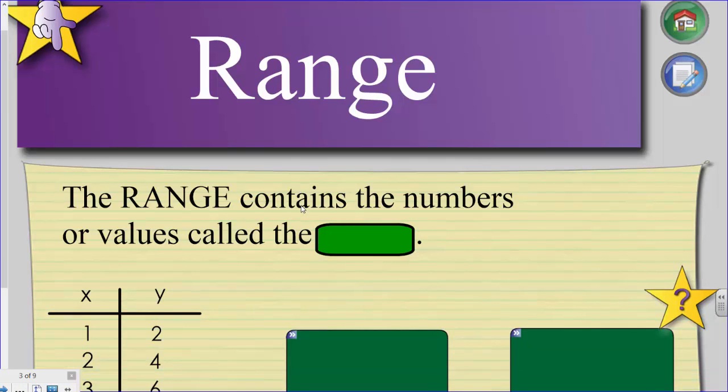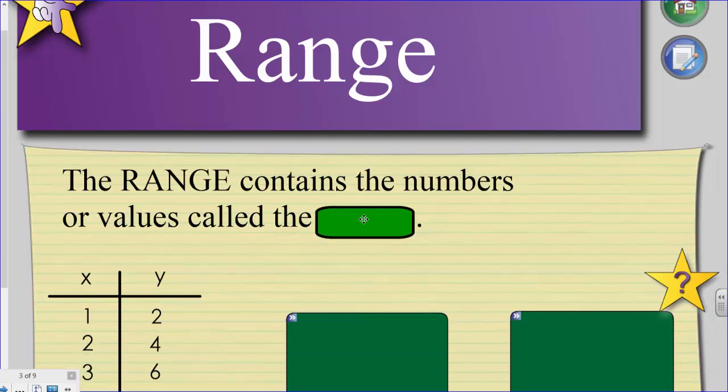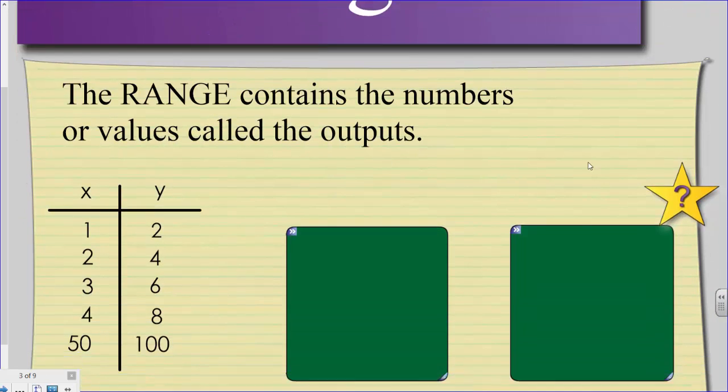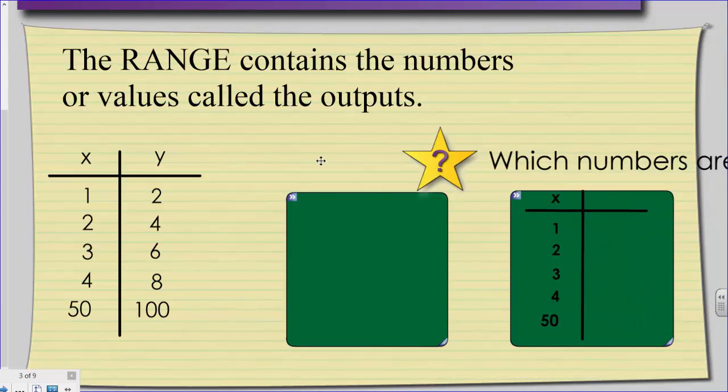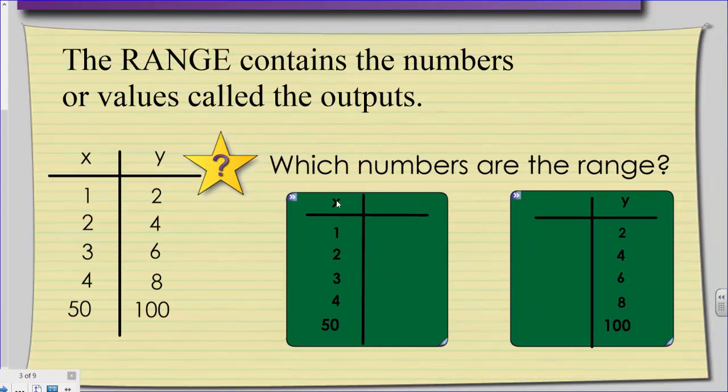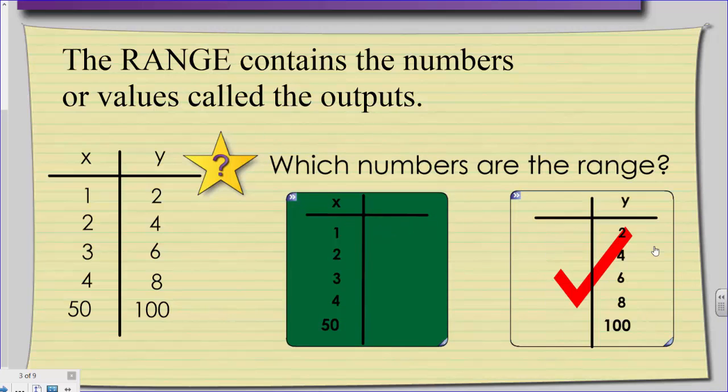Now look at your range. The range contains the numbers or values called the, probably guessed it, outputs. Which numbers are the range? Well, if x was the domain, we really only have one option. That would be the y's. Those are your outputs or your range.